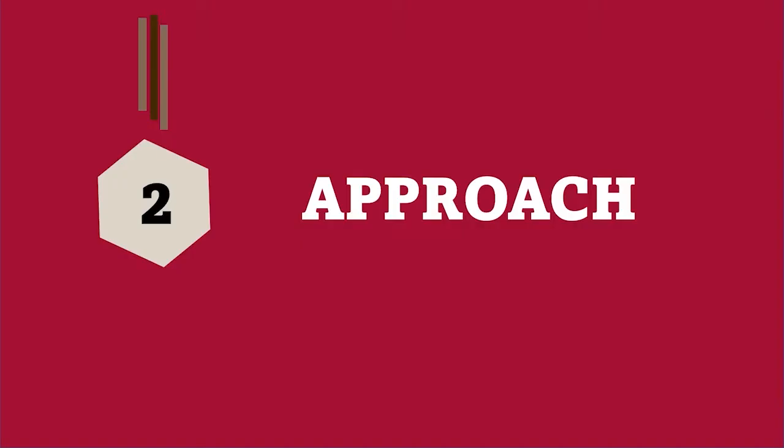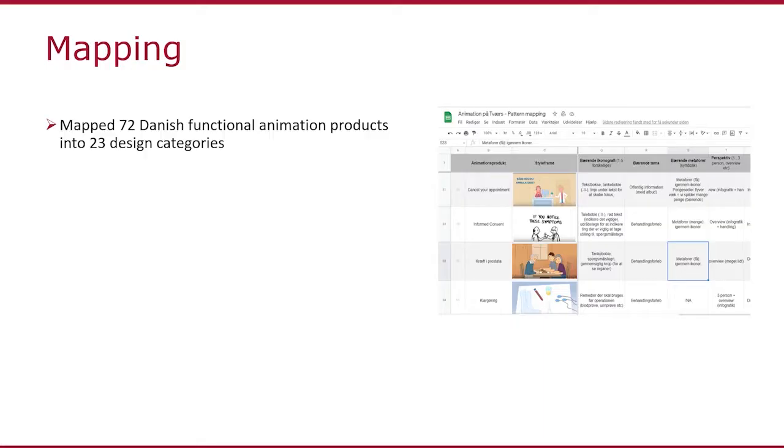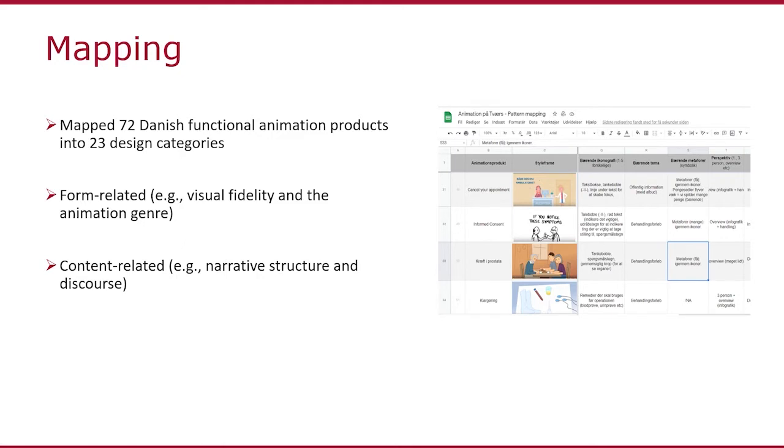Now to how we tested the use of the design pattern method in the health animation field. We started with mapping of 72 Danish functional animation products into 23 design categories. And you can see a version of this in the picture. In these 23 design categories, some of them were form related, such as, for example, the visual fidelity in the animation and the animation genre. Other categories were content related, for example, the narrative structure and the scores.